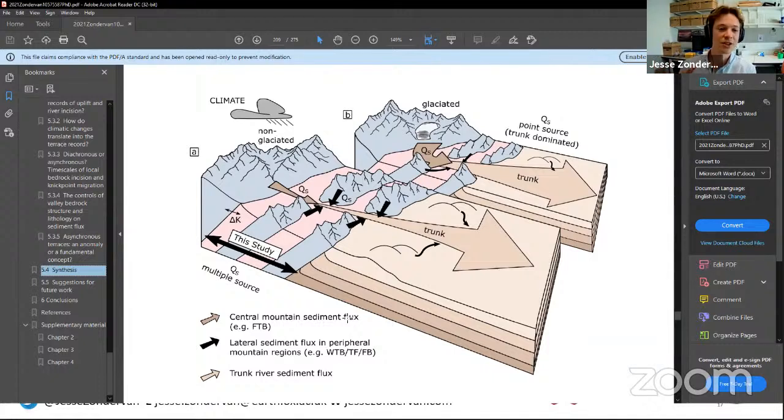You have this asynchronous terrace formation, which is not directly related to climate. Also, if you have lower rates of uplift, you also tend to have longer periods of strath planation, and so these metastable equilibrium periods. So that's something to consider.